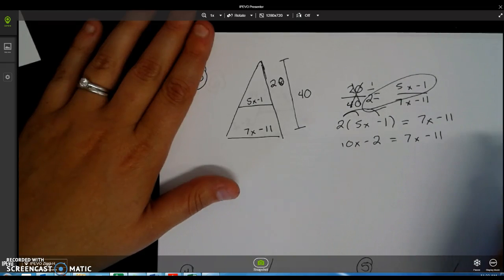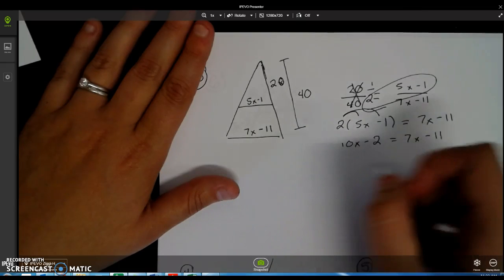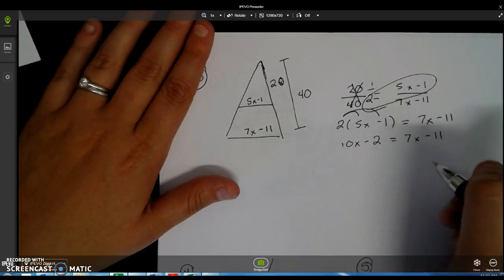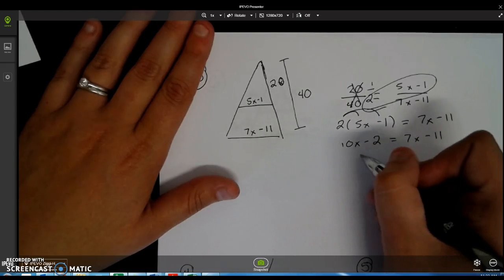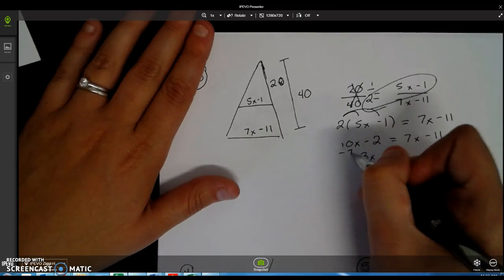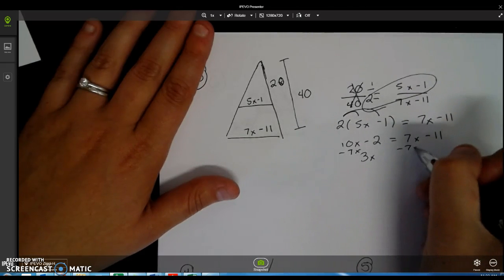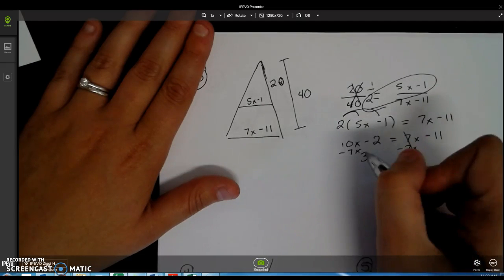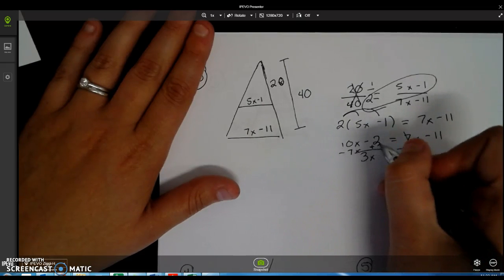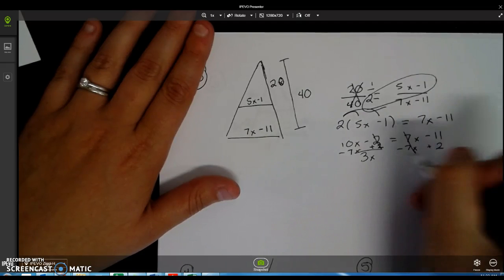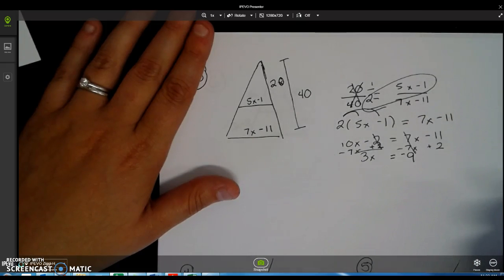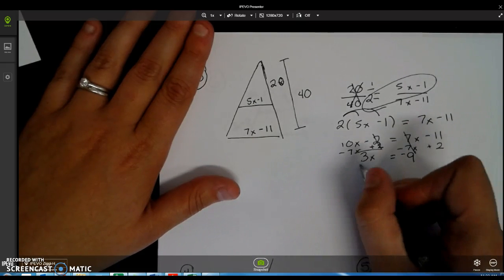Go ahead and subtract and add. And I made the mistake of making this come out negative. I apologize. I did not check this one before I put it on here. Minus 7x, minus 7x, plus 2, plus 2.